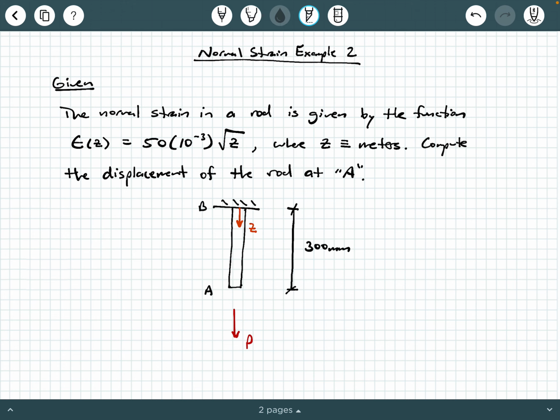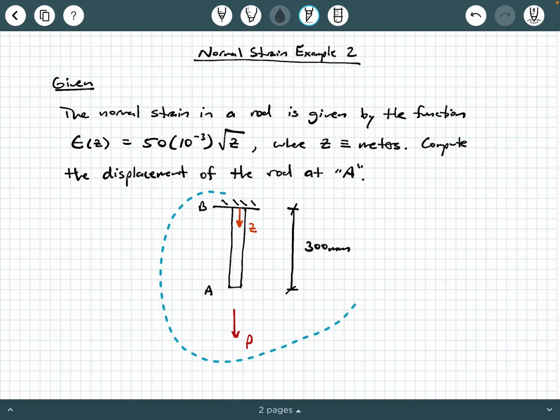Here we're being told that the normal strain in a rod is given by the function epsilon as a function of z equals 50 times 10 to the minus 3 times the square root of z. You notice that this is a strain function and it's a nonlinear function because you've got the square root of z. So z is your independent variable, epsilon is your dependent variable, and of course you have epsilon as a function of z. And z is given in meters. This triple equal sign means has units of meters. Compute the displacement of the rod at point A.